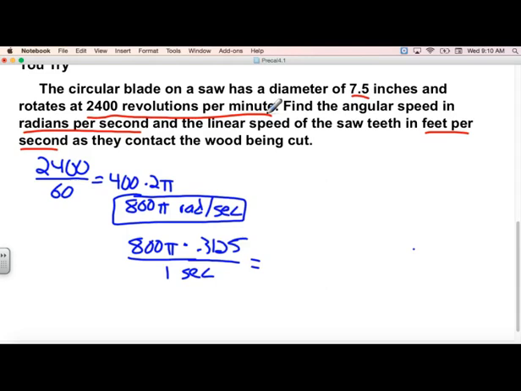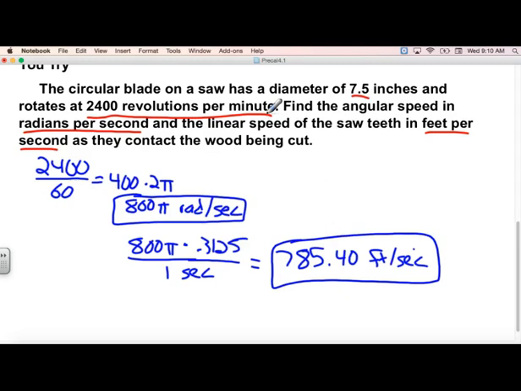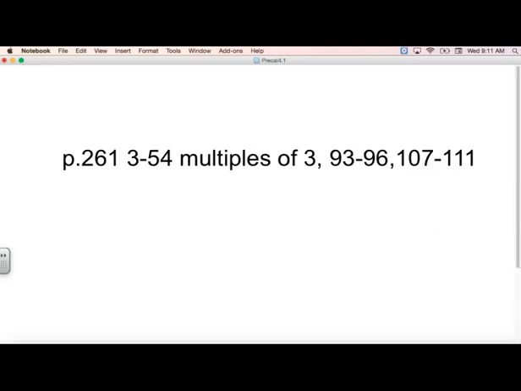So we multiply that by 80 pi, and that gives us 78.54 basically feet per second. All right, so that's your linear speed, and then you get your angular speed, 80 pi radians per second. Now let me know if you have any questions on this. If you don't, you can go ahead and start practicing with these problems. Thanks.